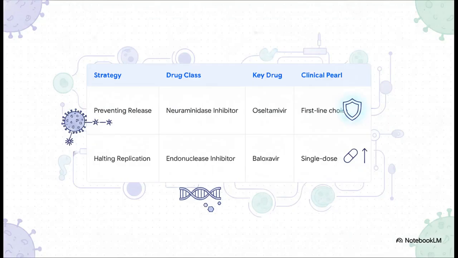Okay, so here are your main players. Oseltamivir, you'll probably know it as Tamiflu, is your first-line workhorse. It's a neuraminidase inhibitor. It blocks that viral release, and it's got a long, proven track record. Then you have baloxavir. This one is second line, and it works by stopping replication. Now here's its big selling point. It's a single dose. One pill and you're done. You can imagine how much better that is for making sure patients actually take their medicine.